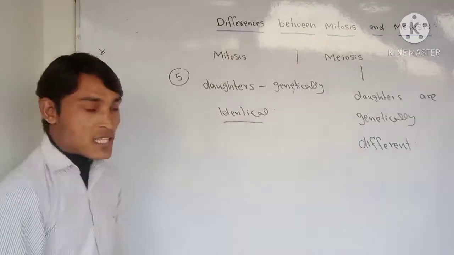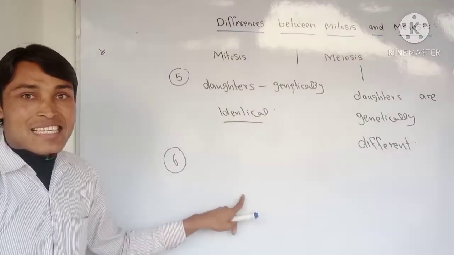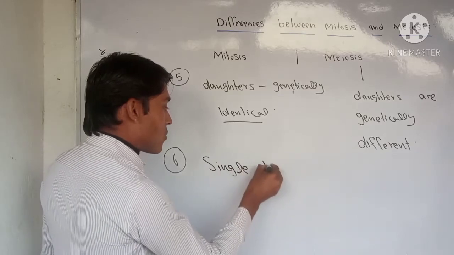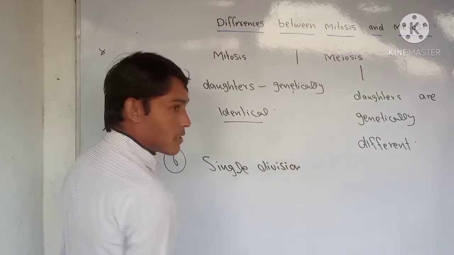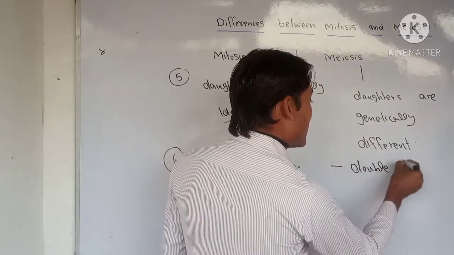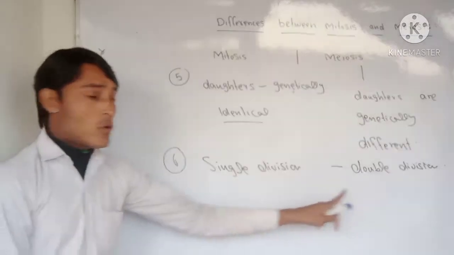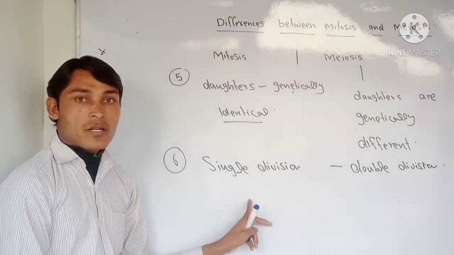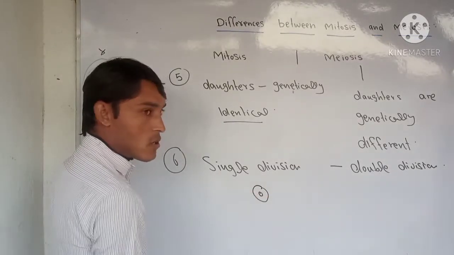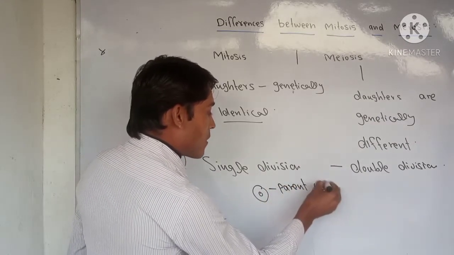And if we talk about the next character, mitosis involves single division. Here we have single division. And when we talk about meiosis, we have double division. Now what does single division mean and what does double division mean? Single means consisting of one. For example, if this one is called the parent cell, I write that as parent cell.